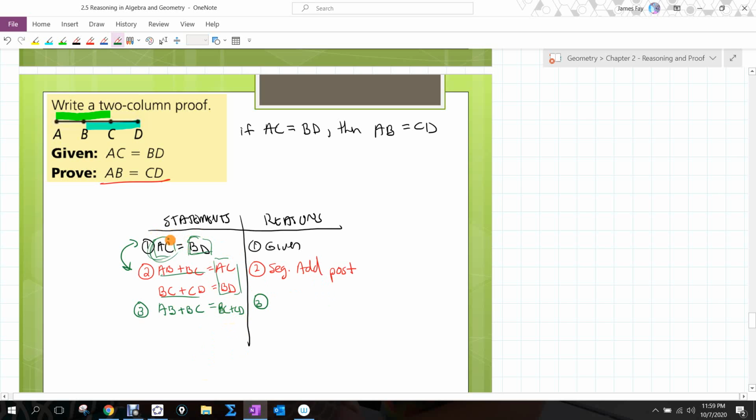And all I did there is, like I said, I took statement 1. On the left-hand side, I replaced it with something that it was equal to. On the right-hand side, I replaced it with something that it was equal to. So that's substitution.